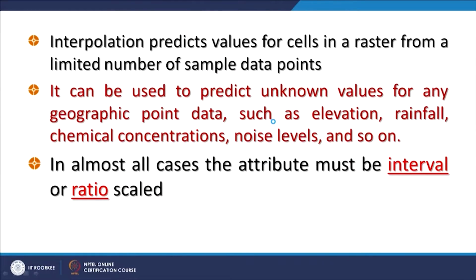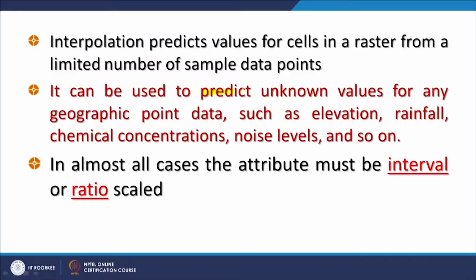Now, what interpolation basically does is predict values for cells in a raster from a limited number of sample data points. That means the input data is point data, which is a vector entity, a discrete entity, and when we create a surface using spatial interpolation, we are creating a raster. So, in that way it also converts your vector to raster, and this raster surface is basically a predictive surface, and it will predict values, whether elevation or concentration, for each cell in the raster.